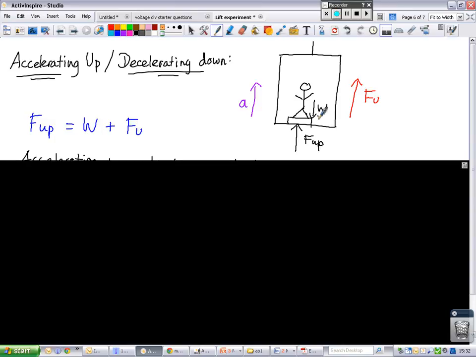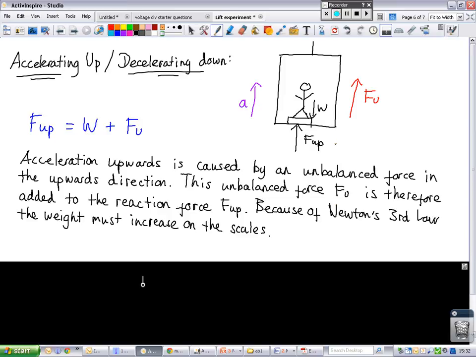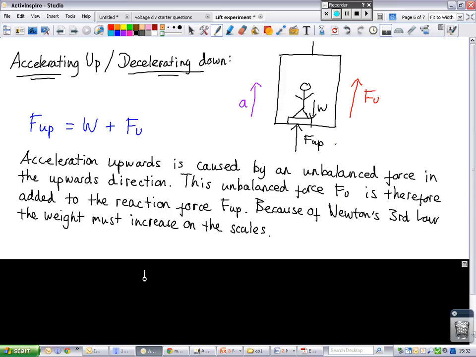We've still got weight acting down, we've still got F up, the reaction force, but we're now accelerating upwards. Our unbalanced force is in the upwards direction, and that holds for accelerating up or decelerating down. So therefore, this is in the same direction as this, so we add these to each other. They are bigger than your normal weight would be, so your apparent weight increases so that the action and reaction pair are matched up. So we say for your apparent weight, or F up as we've been calling it, it would be W plus the unbalanced force. The unbalanced force gets added on to your weight, so your weight increases as you accelerate up or decelerate down.